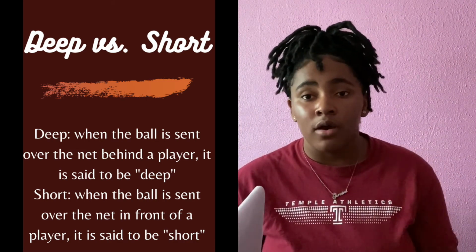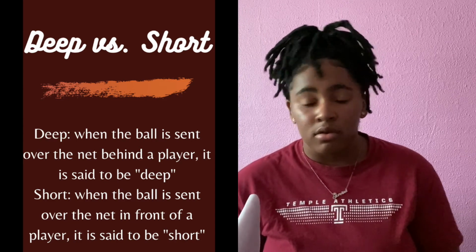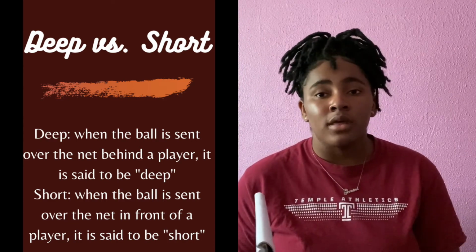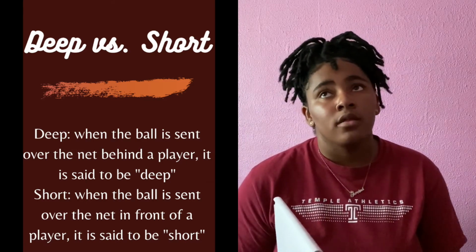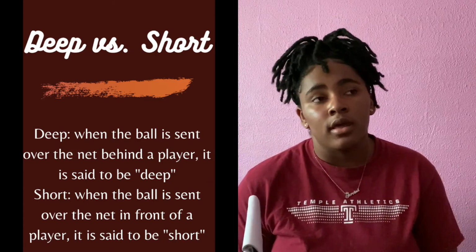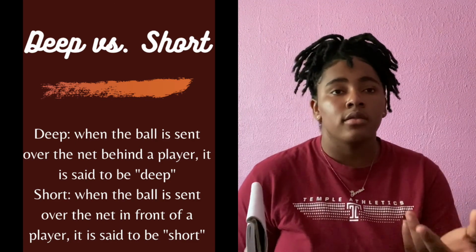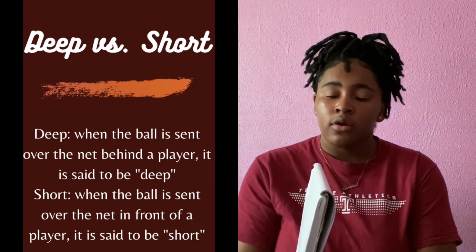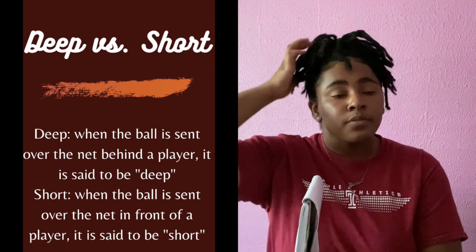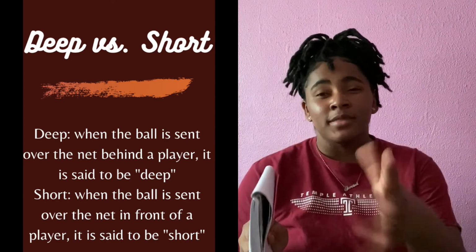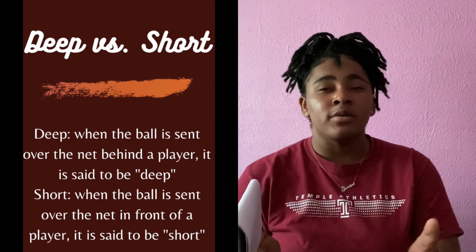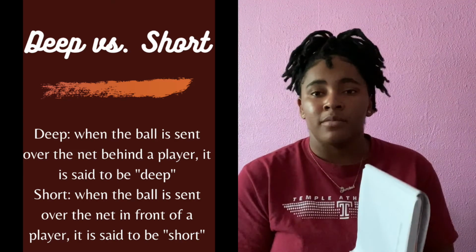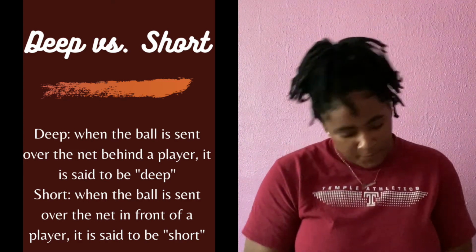If somebody in the front row is not a good passer, say your middle, or the right side, or one of your outsides is not a good passer, you would want to serve short to mess them up, because they're not going to be able to save the ball.